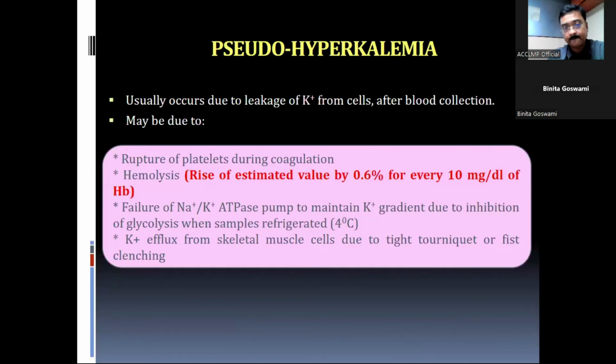lead to this. Now, there is pseudo hyperkalemia, as we always say, from platelet destruction or RBC destruction. Since potassium is contained in a very high concentration in cells, even a few RBC destruction can lead to high serum potassium, which is actually a misdiagnosis or interference that leads to apparent hyperkalemia. We call it pseudo hyperkalemia.